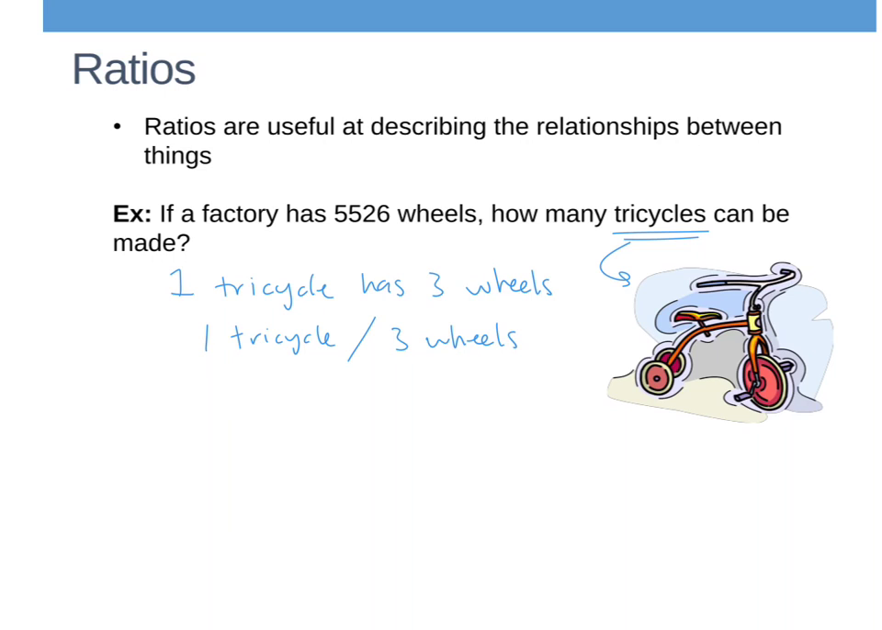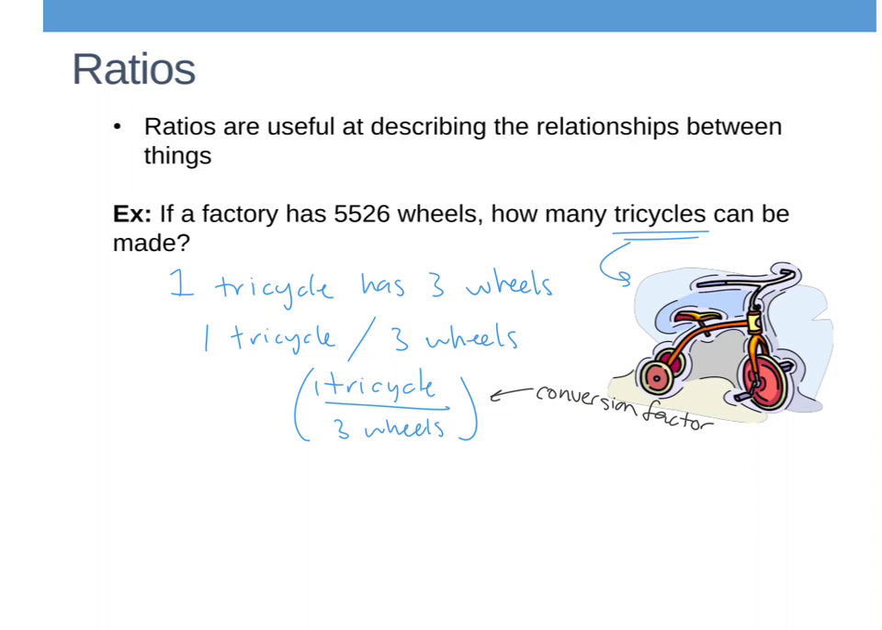And then we can make this look even more like a conversion factor. I can say for every one tricycle, there are 3 wheels. And so I just took that observation, that when you have a tricycle, it has 3 wheels, and I turned it into a conversion factor. Here's my conversion factor. And that's going to allow me to solve this problem.